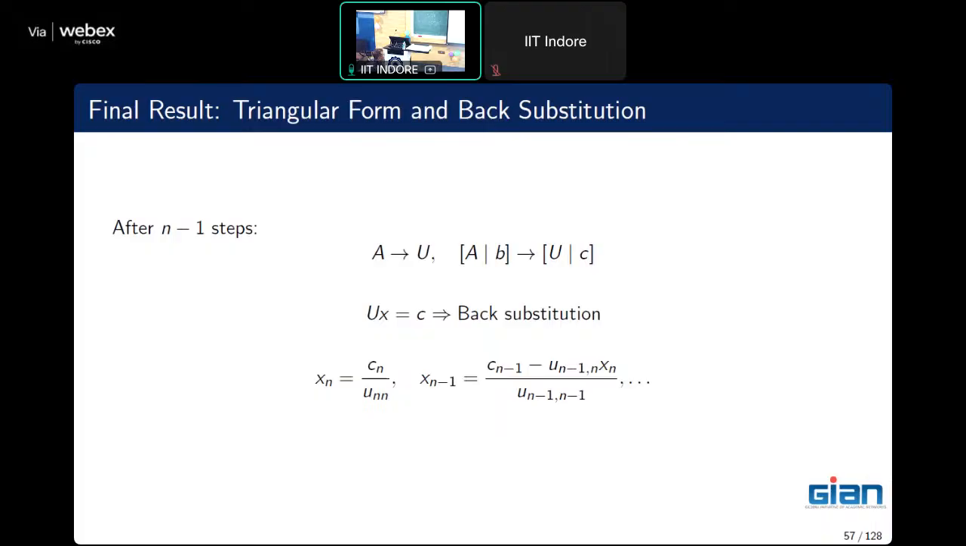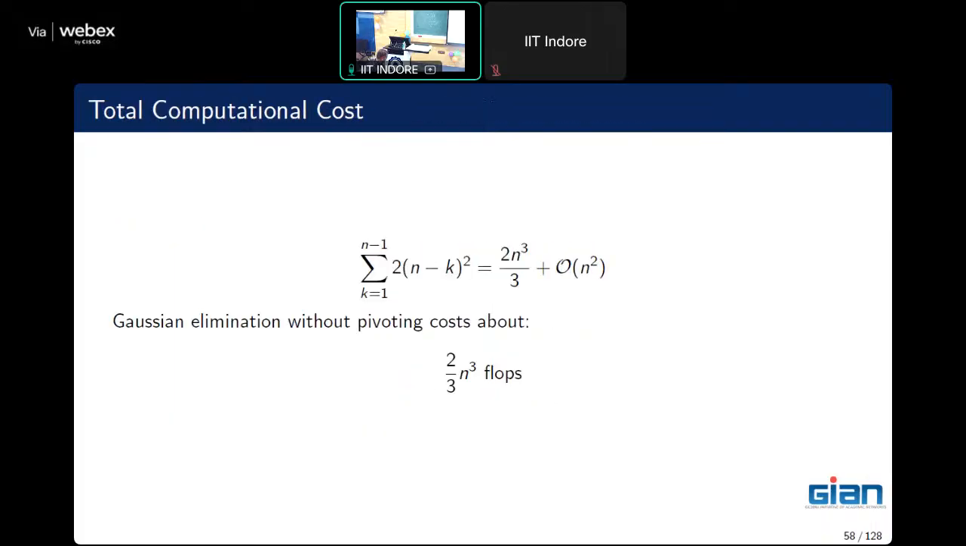So the performance, as you have seen, the triangular form and the back substitutions, and this is the calculation. For k equal to 1, you are getting n minus 1 whole square, and so on. Why is it n minus 1? Because the first entry you are not touching, and then you will be getting 2n² by 3 plus.